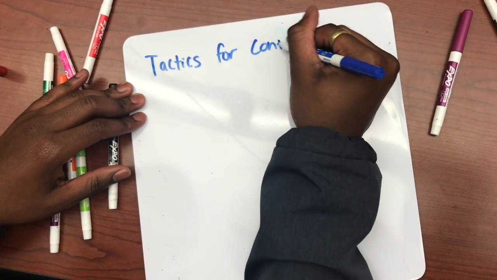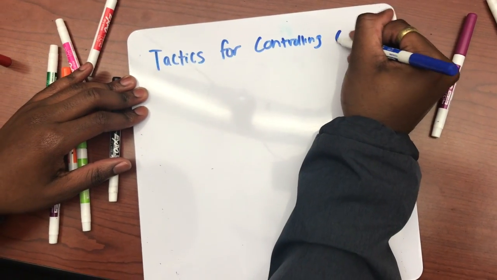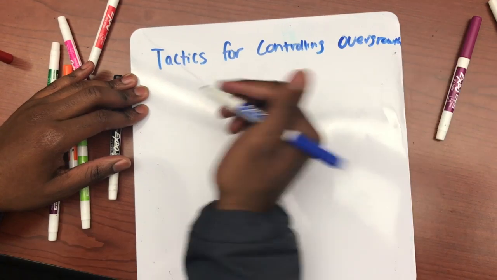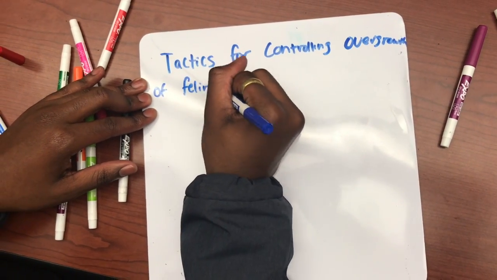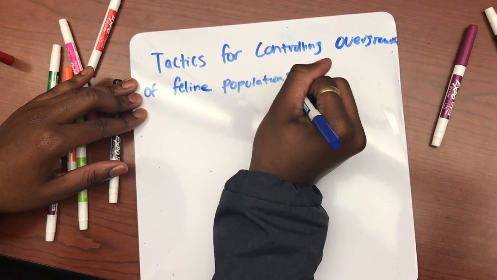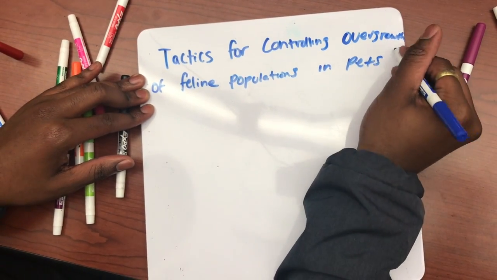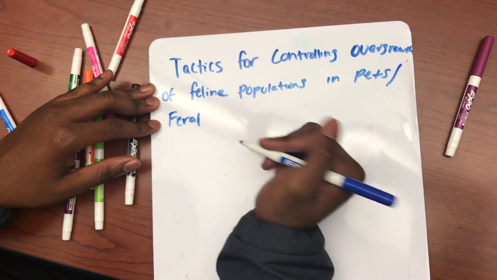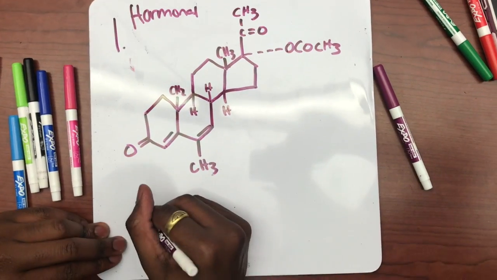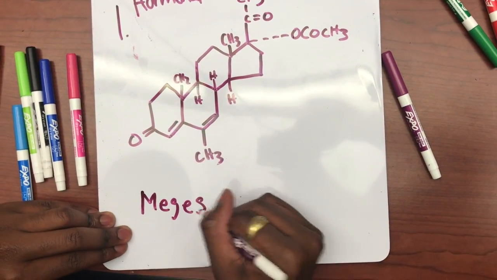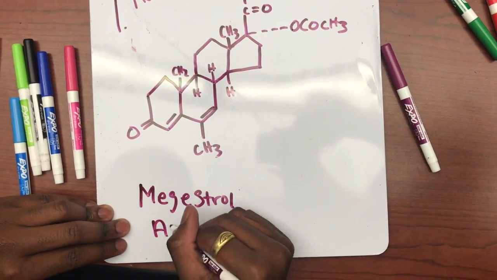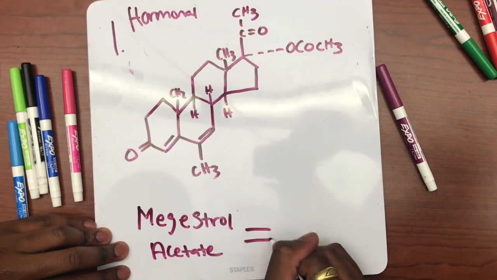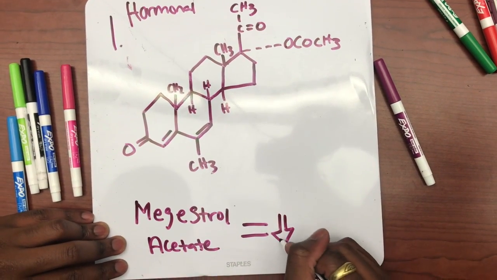After understanding the estrus cycle, we can now go into the tactics for controlling overgrowth of the feline population in pets and feral populations. This is where we will explain the different types of ways that we can control the estrus cycle in cats. One of the first tactics that we can discuss is hormonal control. This is where veterinarians will use megestrol acetate to suppress the estrus cycle.